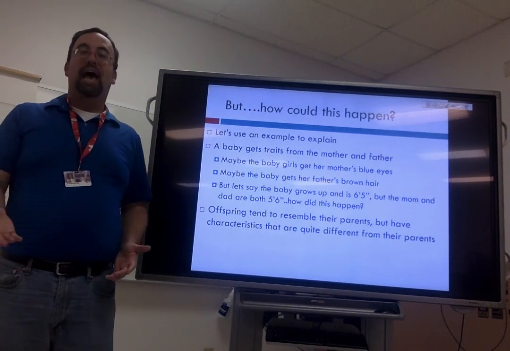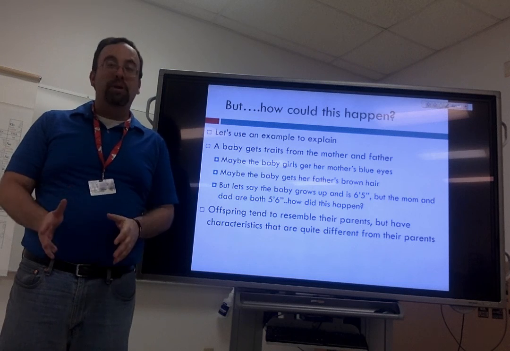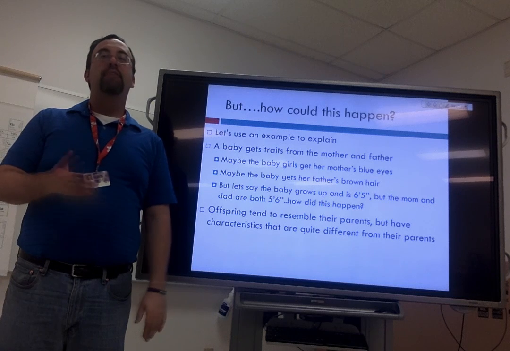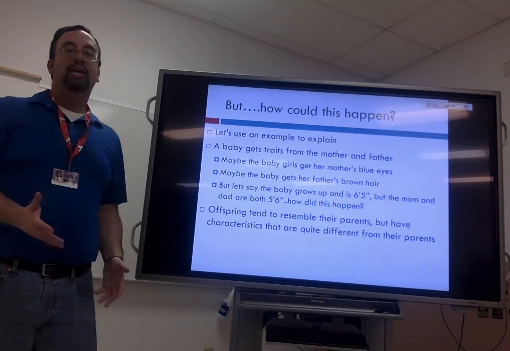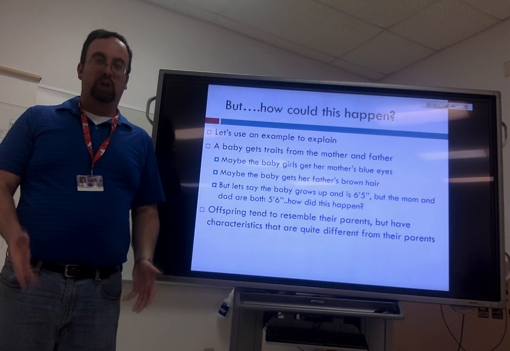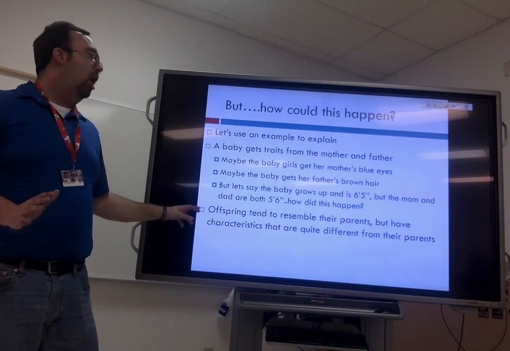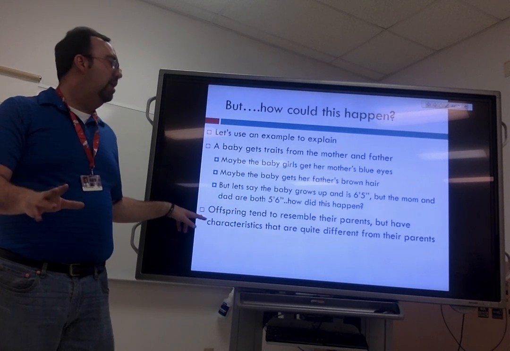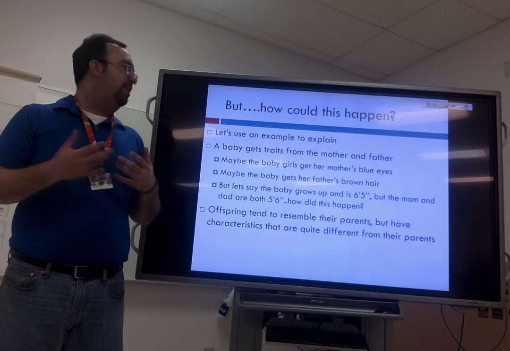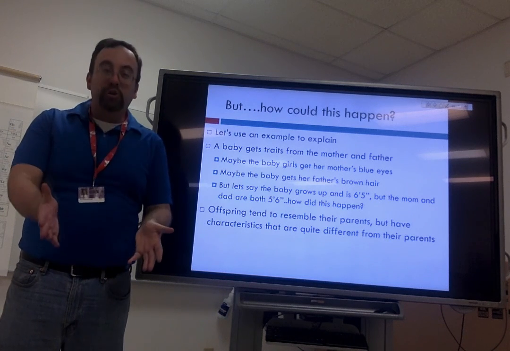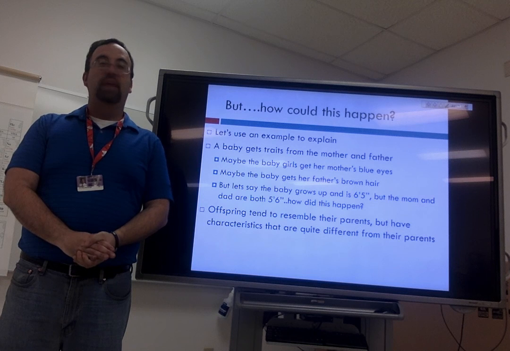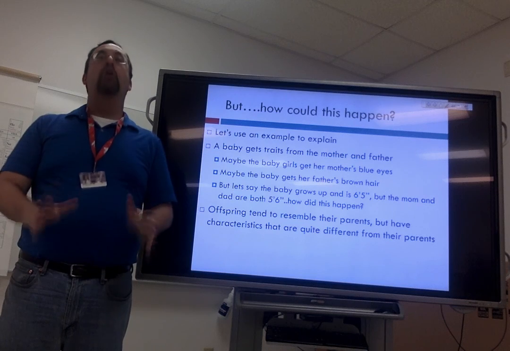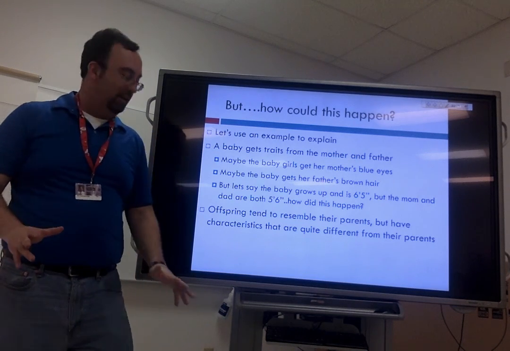So why did this happen? Because remember, tallness is dominant over shortness, and so we would expect then that if both parents are short, then their daughter should be short. So why is it then that their daughter is very, very tall? Offspring, as we know from Mendel, tend to resemble their parents, but they oftentimes have characteristics that are quite different from their parents. And so you yourself probably have characteristics that neither of your parents share with you. And so, again, this got Darwin to thinking about why are these changes happening?